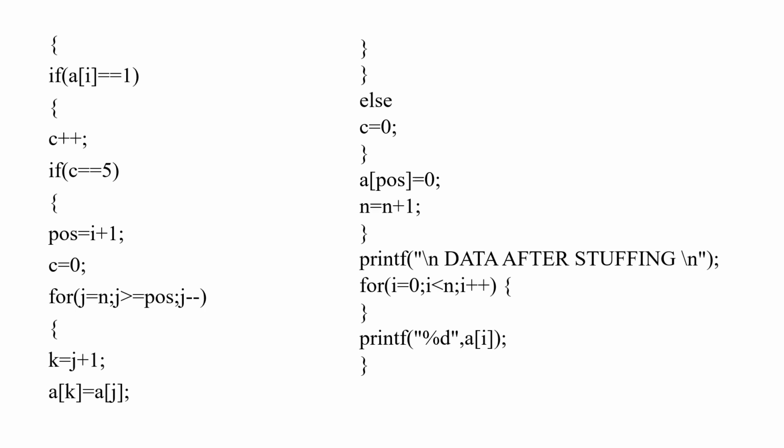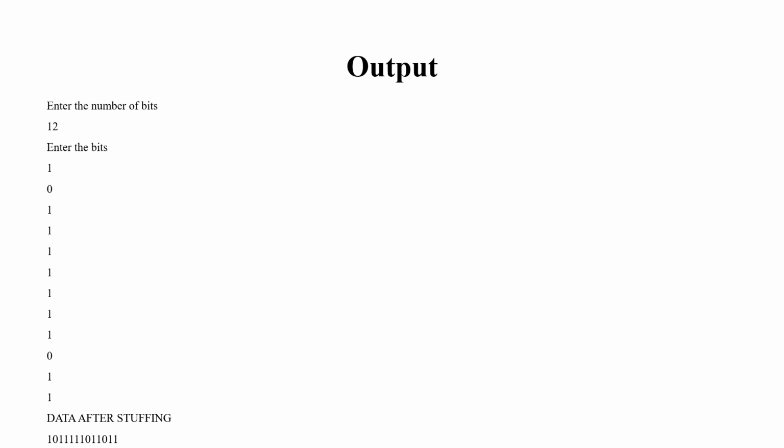Now you are going to stuff the data that has to be entered in a particular position, which has to change the data and enter. So that data will be put into the loop, and that particular loop will be read and the output will be displayed. So here you can see "Enter the number of bits." Okay, 12 bits. "Enter the bits." So 12 bits you have entered.